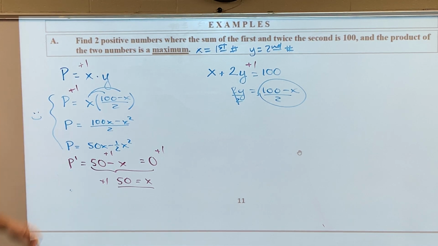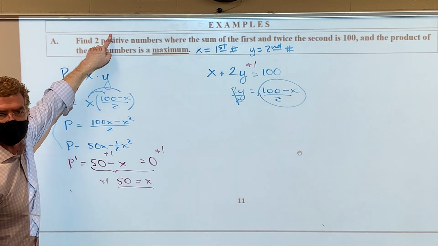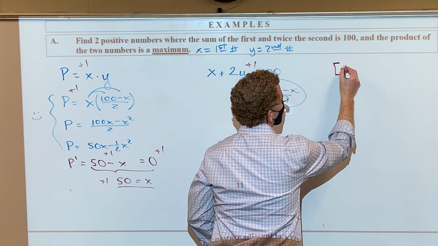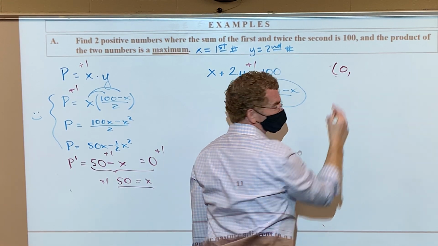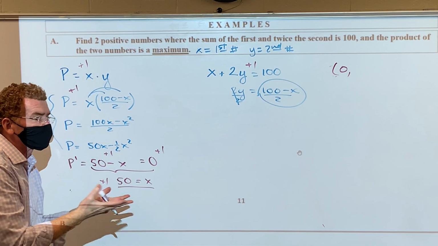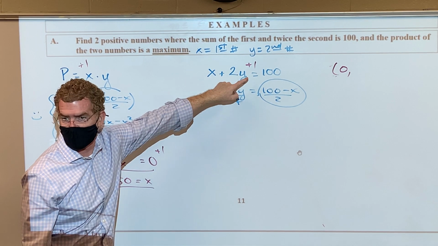Is there a domain that I have here? Is it 0 to infinity if they're both positive? If they're positive, then the minimum it could possibly be is what? Technically 0. Now that's a little bit off because extreme value theorem says it would need to be on a closed interval. So it really can't be 0 and positive. What would the max be? It would be 100 if the y was a 0.